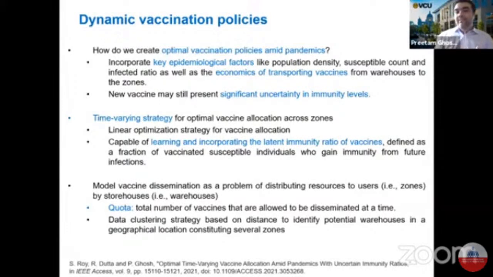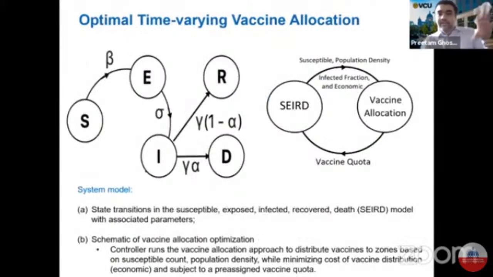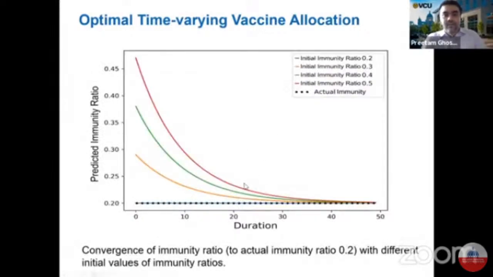That's the reason why we consider an uncertain immunity ratio. Basically, the algorithm does not know ahead of time what true immunity ratio can be achieved with this vaccination. Based on that, we run a CID model and an optimization on vaccine allocation to solve this problem. You'll see here that the real immunity ratio is 0.2. This is just for showing. Instead of 95%, let's say 20% is my real immunity ratio from the vaccine. I'm just making an assumption.